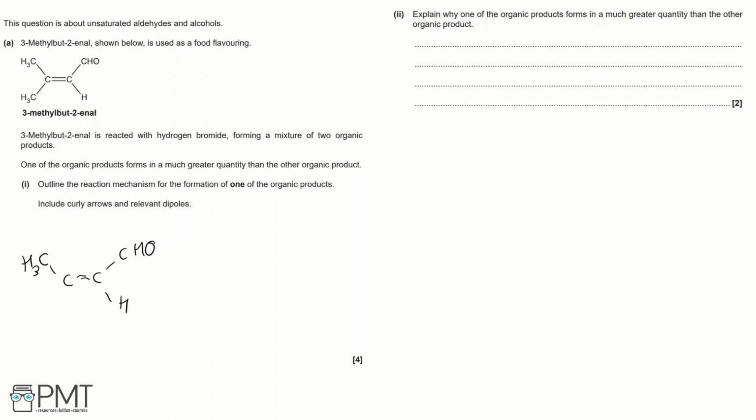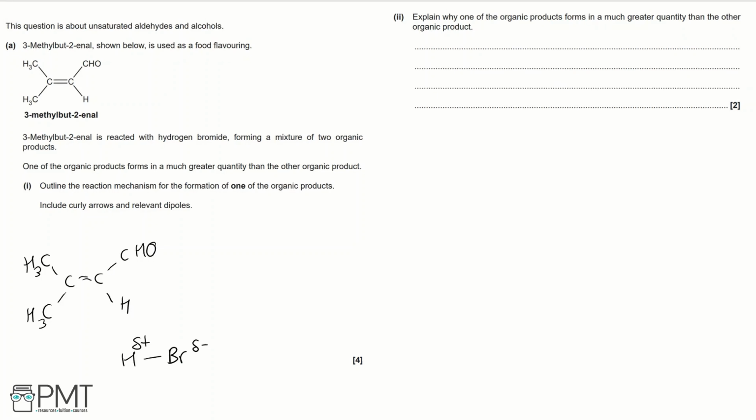So if we start by drawing 3-methyl-but-2-enal and hydrogen bromide, we're then going to draw a negative dipole on the bromine and a positive dipole on the hydrogen. The hydrogen has a delta positive sign as it's less electronegative than bromine. That's why we have a positive dipole on the hydrogen but a negative dipole on the bromine.